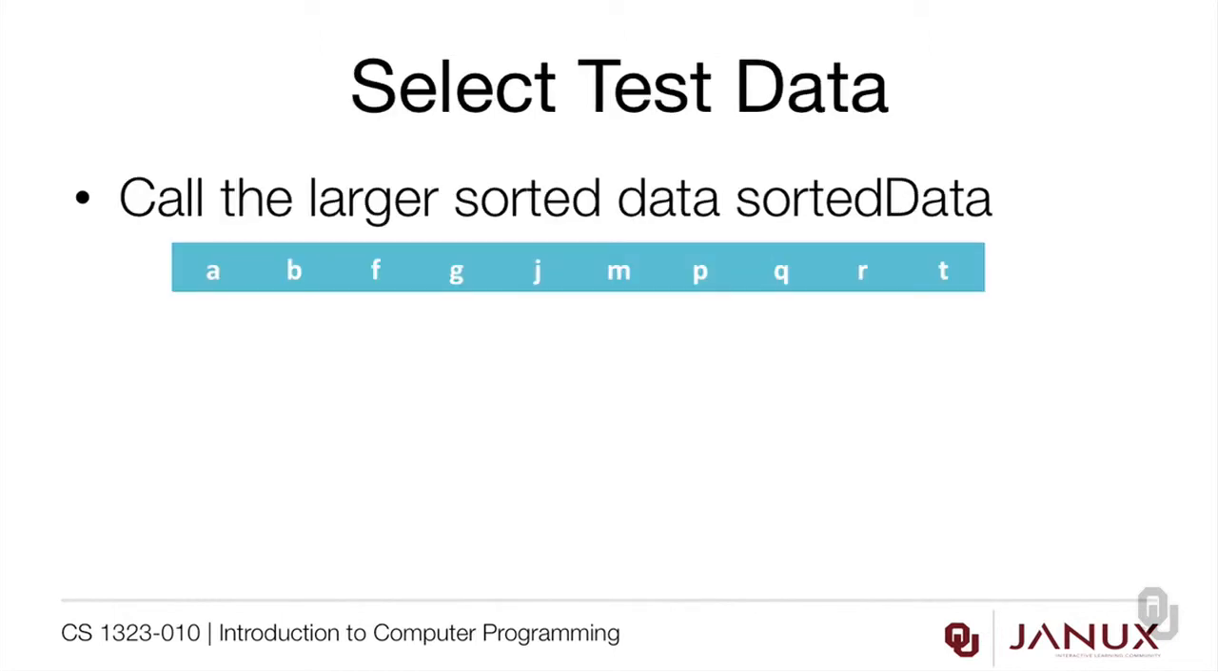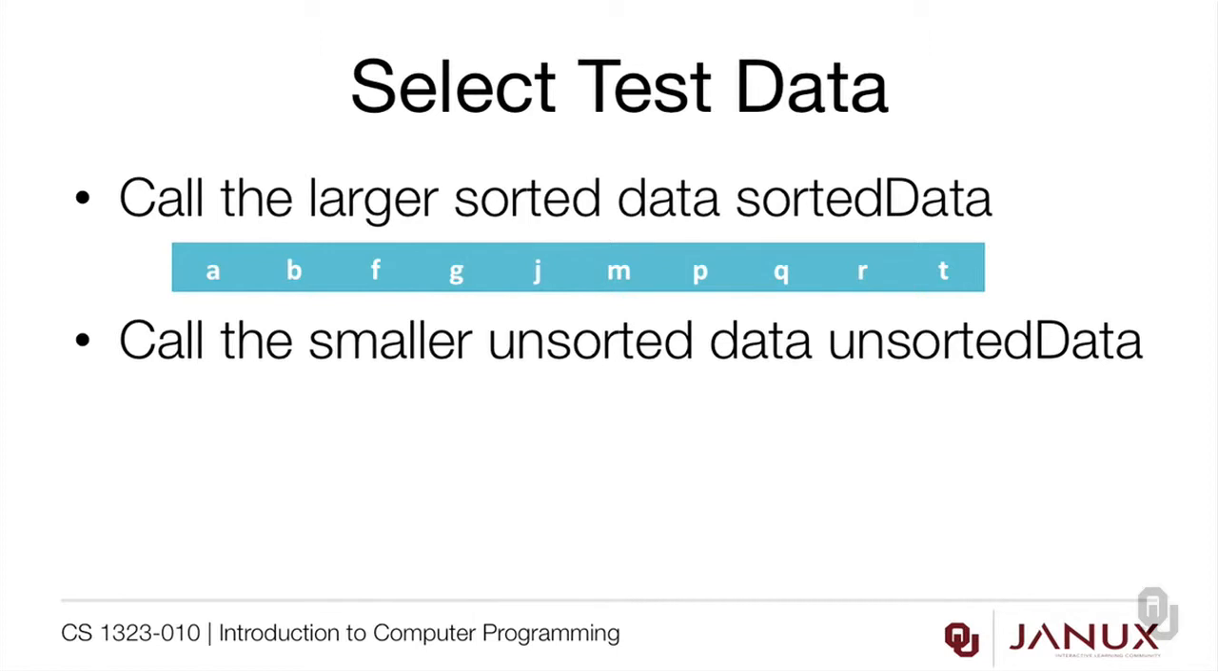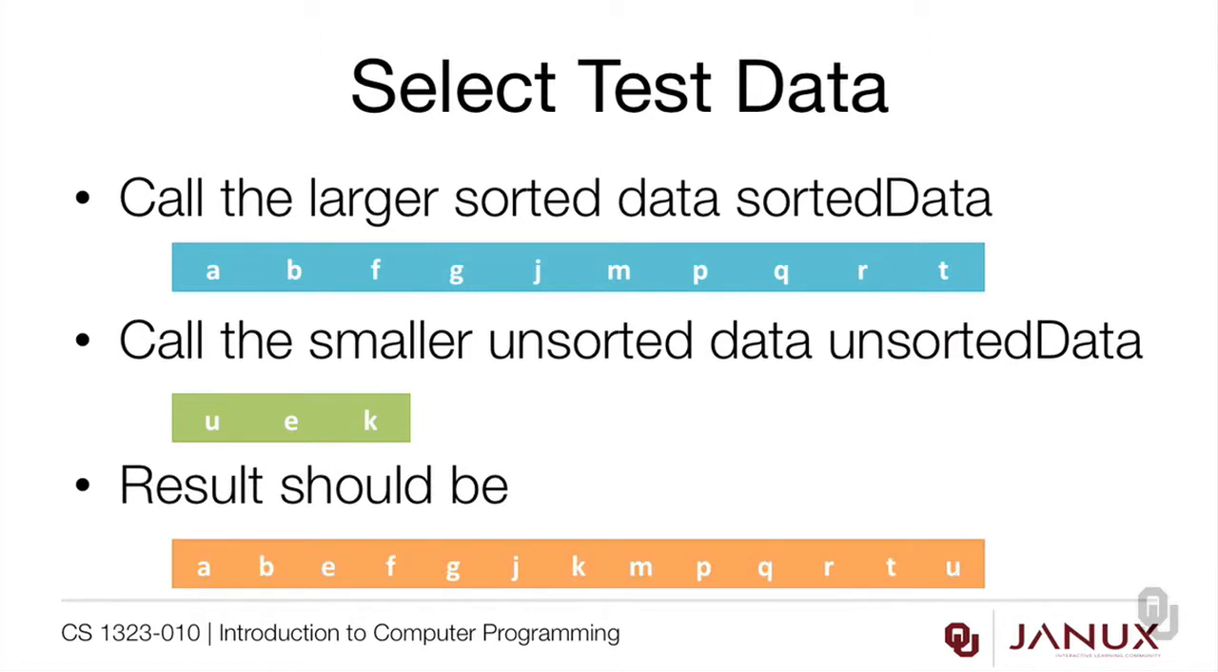We'll call the larger sorted data set sorted data. So I've created a little table to show some of it. We'll call the smaller unsorted data unsorted data. And of course, the result should be the two sets merged together and in sorted order.